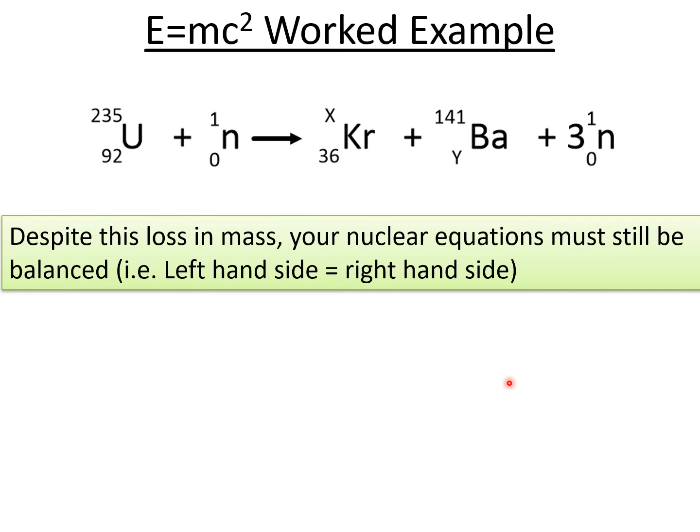And the final thing to remember is that despite this loss in mass, your nuclear equations must still balance, i.e. the sum of the left-hand side must equal the sum of the right-hand side. And that's how you do E is equal to mc squared calculations.